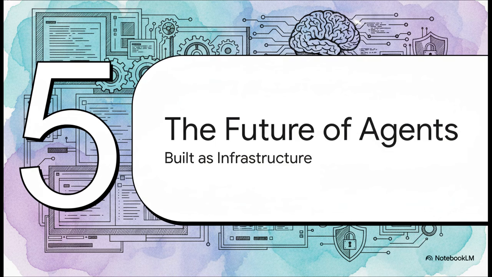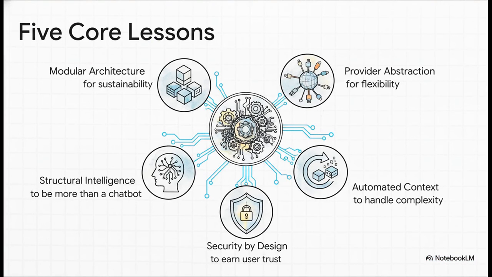Okay, so we've looked at modularity, intelligence, memory, and security. What does all of this tell us about where AI developer tools are heading? Let's bring it all together. So we've seen 5 core principles from the way VT Code was engineered: a modular architecture, which is built to last; provider abstraction for total flexibility; structural intelligence, so it's more than just a chatbot; automated context management to handle real-world complex tasks; and security by design to actually earn our trust.